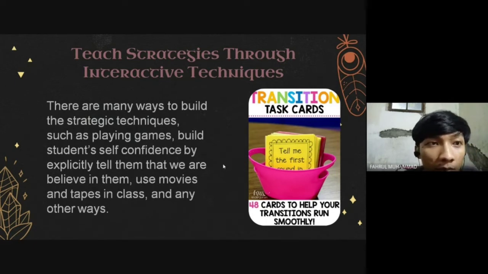Jadi ada cara lain, ada cara interaktif untuk alternatif, ada cara alternatif dalam interaksi, yaitu bisa dengan bermain suatu permainan kata mungkin atau dengan kartu yang mana tidak jauh-jauh dengan materi, atau bisa membangun kepercayaan dengan mengatakan bahwa guru percaya dengan siswa, guru percaya dengan kemampuan yang mereka miliki.